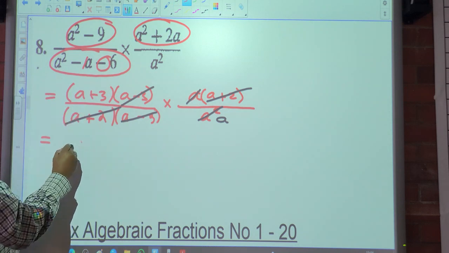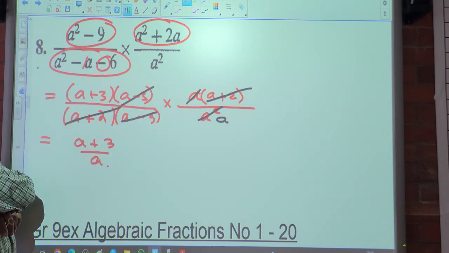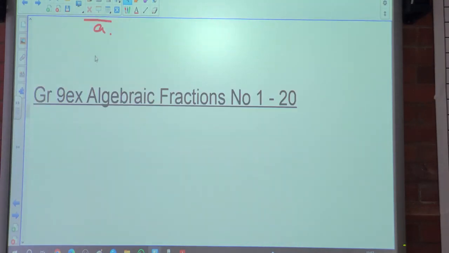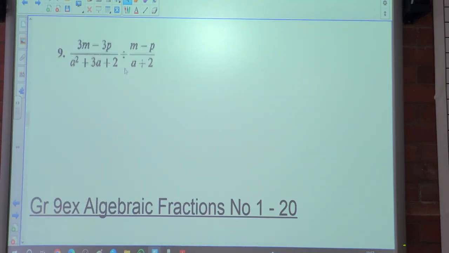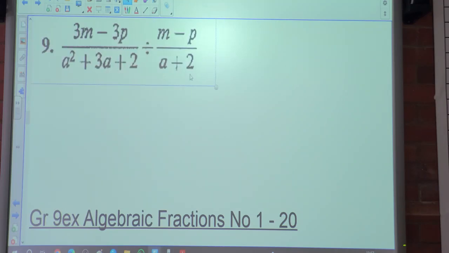Right, so what's going on here? There's a plus 3 over. Is that correct? Look at number 9. Many things happening here, people. You've got 3m minus 3p, and that's all over a squared plus 3a plus 2, divided by m minus p, and that's all over a plus 2.